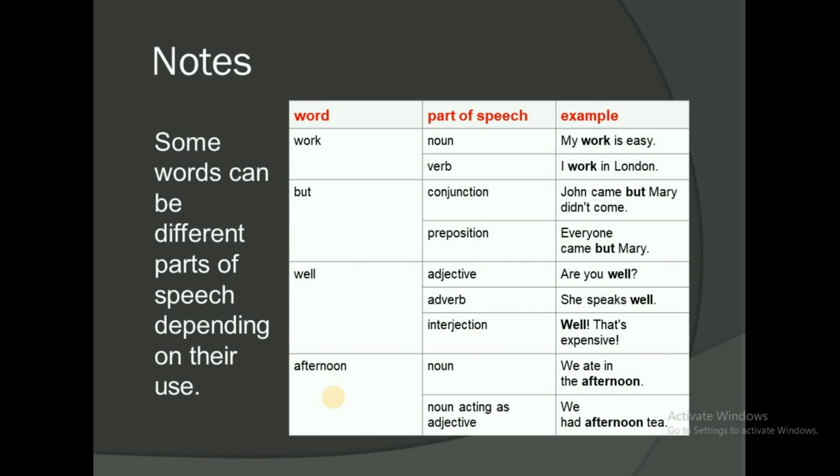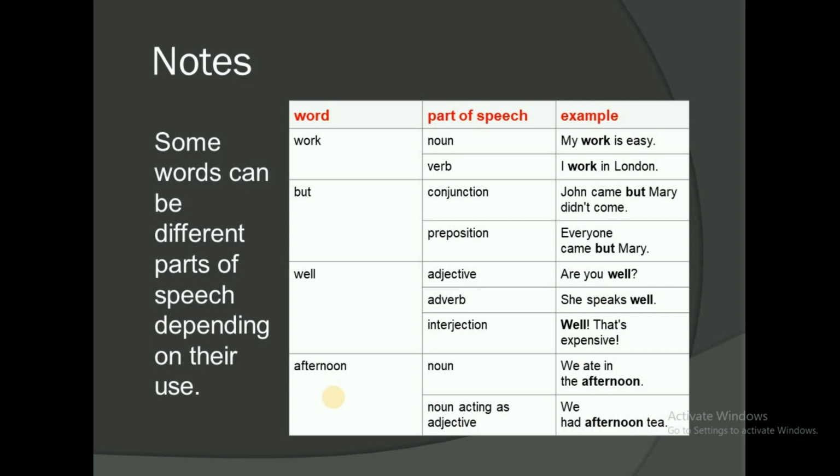Pay attention to the words that you see. Sometimes they're familiar, but they may have different parts of speech. When you look up a word in a dictionary, you will see the parts of speech, and so often it will list multiple parts.